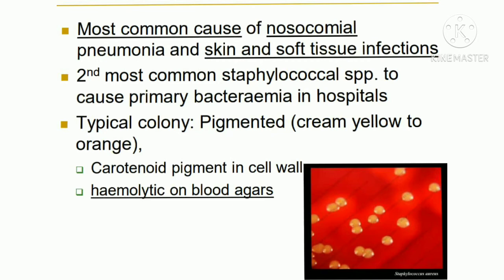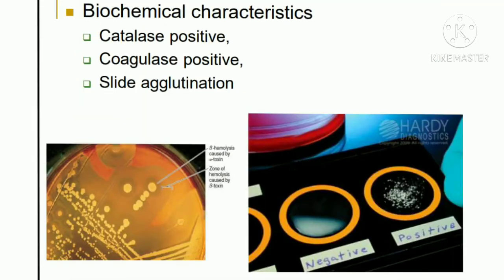Staphylococcus aureus causes nosocomial pneumonia and skin and soft tissue infections, and is the second most common cause of primary bacteremia. The colonies formed by these bacteria are pigmented, cream yellow to orange, and the cell wall pigment is carotenoid, and they show hemolysis on the blood agar. Biochemically, these are catalase positive, coagulase positive, and show slight agglutination.